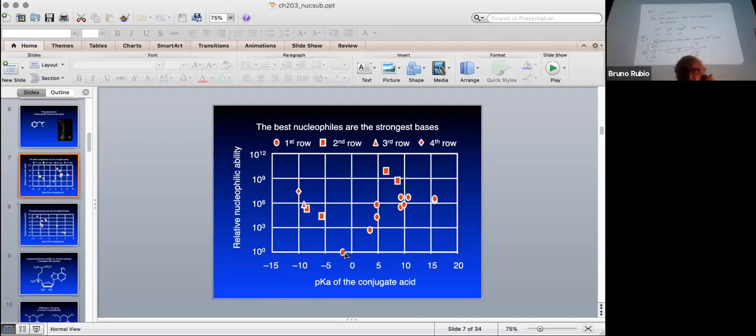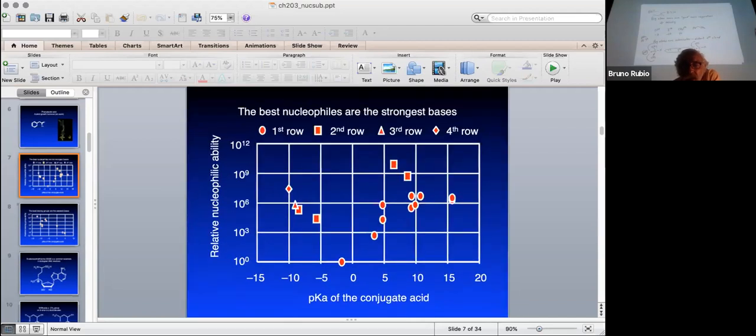And so we see that as the conjugate acid gets weaker, the conjugate base gets stronger, and the rate of the reaction, the nucleophilic ability of that nucleophile, increases. So yes, all of these little data points didn't line up on a perfect straight line, but there is a trend. The strong bases live on this part of the diagram. The stronger the base gets, the better the nucleophile gets. But now when we look over here, let me see if I can make this a little bit bigger.